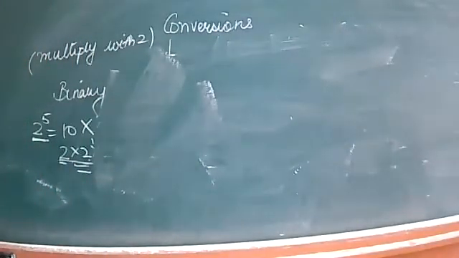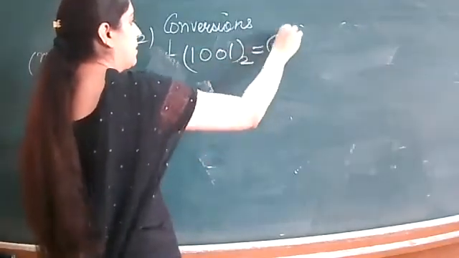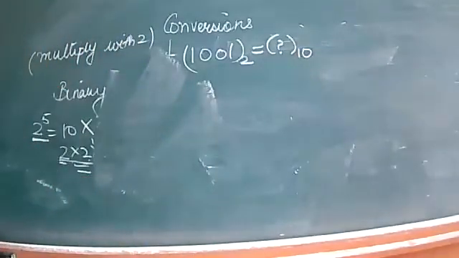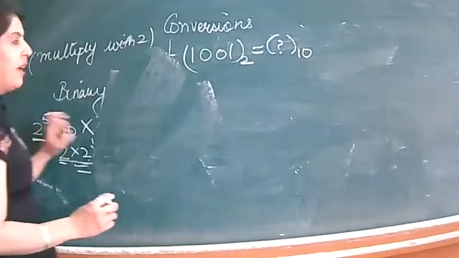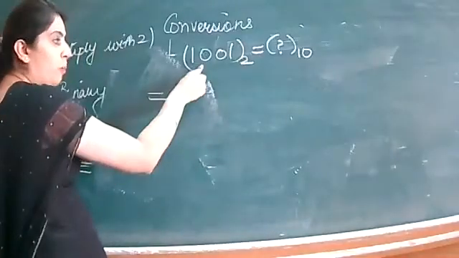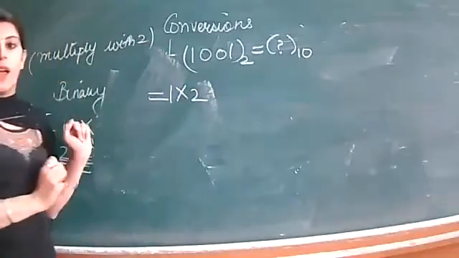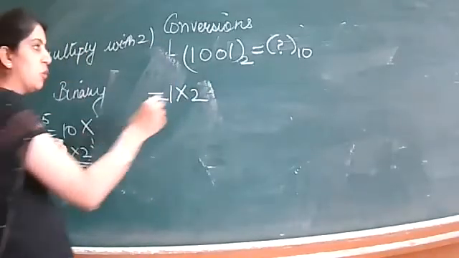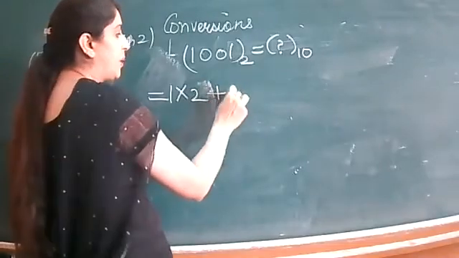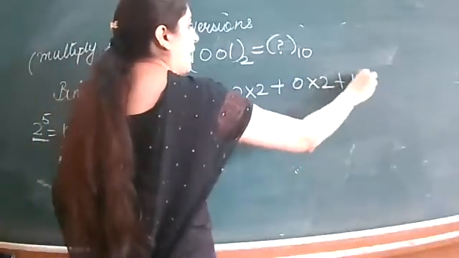Next question is 1001, equivalent decimal number. I am once again repeating the method for converting binary to decimal, so look at the steps carefully. When you are converting a binary number into a decimal number, the first step is to open it and multiply each digit of the number with 2. Every digit is to be multiplied with 2, and then put the addition sign in between. 0 into 2, 0 into 2, 1 into 2.